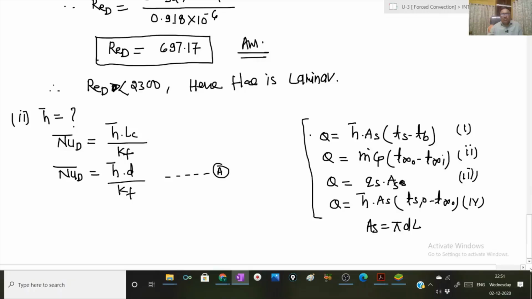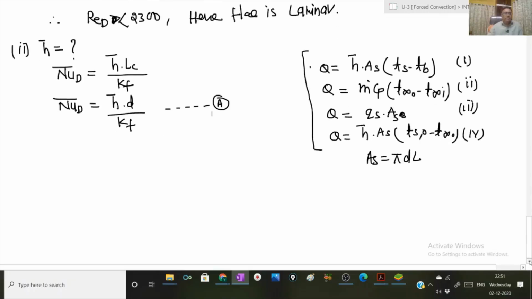Now I have the value of diameter D and the thermal conductivity of the water. So if I could calculate the value of Nusselt number, I can easily calculate h bar. Now Nusselt number can be calculated by selecting the appropriate correlation of Nusselt number for internal flow, depending upon the given boundary conditions and other conditions.